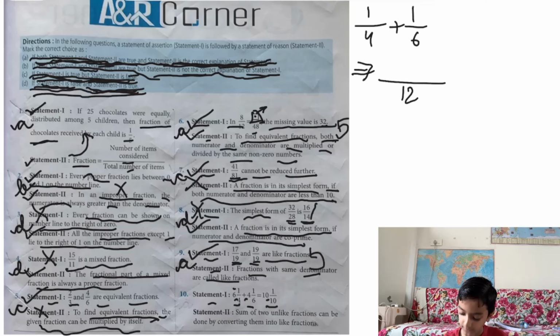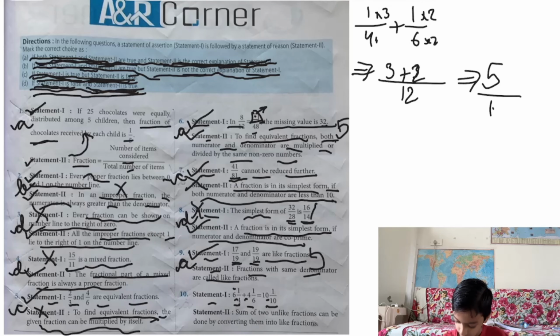So we are multiplying 4 by 3 to get 12. So we will multiply the numerator by 3 also. So it will be 3 plus, and we are multiplying 6 by 2 to get 12. So we will multiply the numerator also. So it will be 3 plus 2. So here it will be 5 by 12. And here they are saying that the answer is 10 1 by 10. Here we can say that statement 1 is wrong.